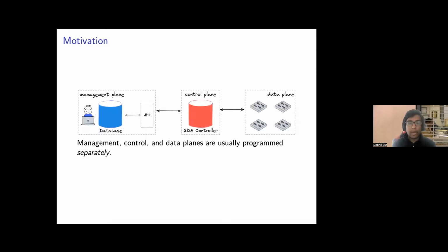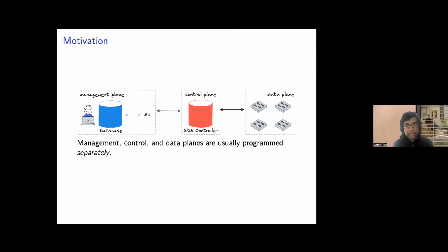So to motivate NERPA, let's pose a basic question. How do we program networks today? Typically, you'd separately program the management, control, and data planes. We've shown a picture of a common approach here. The management plane sets high-level network configuration. It's often implemented as an API backed by a database. The control plane controls how data is forwarded throughout the network. It's implemented as an SDN controller written in an imperative language like Java or C++. The data plane processes user traffic. It's implemented using flow programmable switch software or hardware.